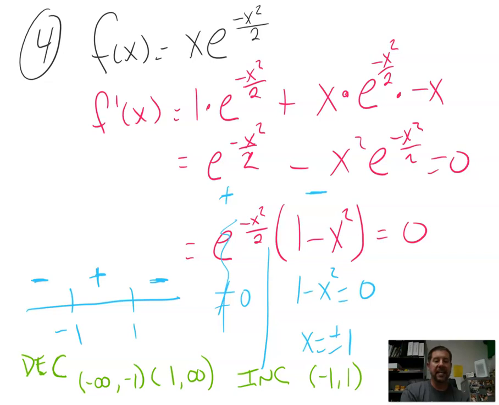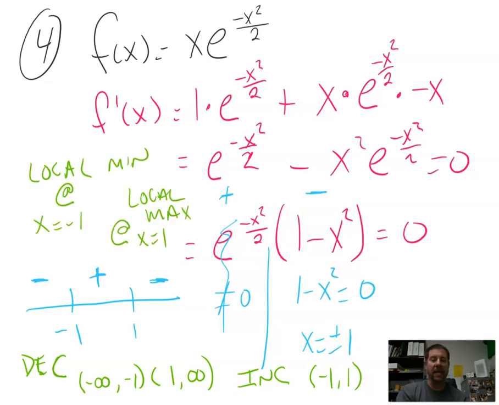So now I can see where this function is increasing or decreasing. It's decreasing from negative infinity to negative 1 and from 1 to infinity, and it's increasing on the interval negative 1 to 1. Now I can also look at where we have these sign changes. At the sign changes, I know I have local min and local max values. I have a local min at x equals negative 1 because it changes from negative to positive. And I have a local max at x equals 1 because the derivative changed from positive to negative. If I needed to find out what the min and max values were, I would plug these back into the original function.